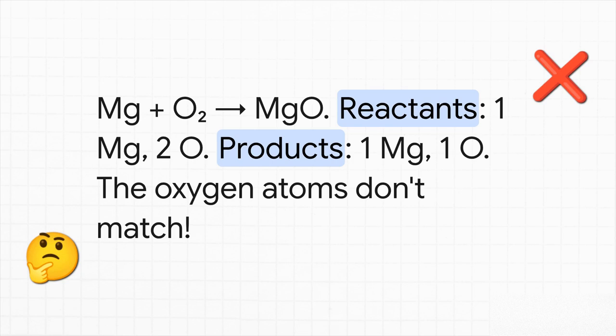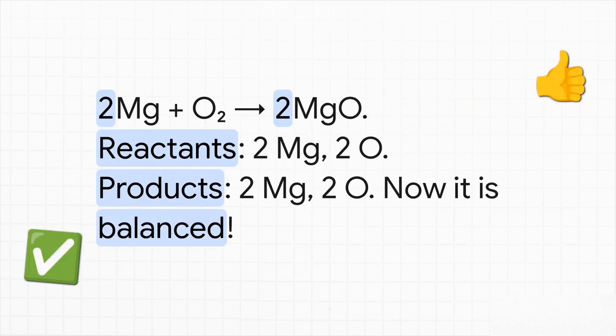Our skeleton equation is Mg plus O2 yields MgO. So let's take inventory. We have 1 magnesium on the left, 1 on the right. So far, so good. But we start with 2 oxygen atoms on the left and end up with only 1 on the right. Uh-oh, an atom vanished. That breaks the law of conservation of mass. So how do we fix it?